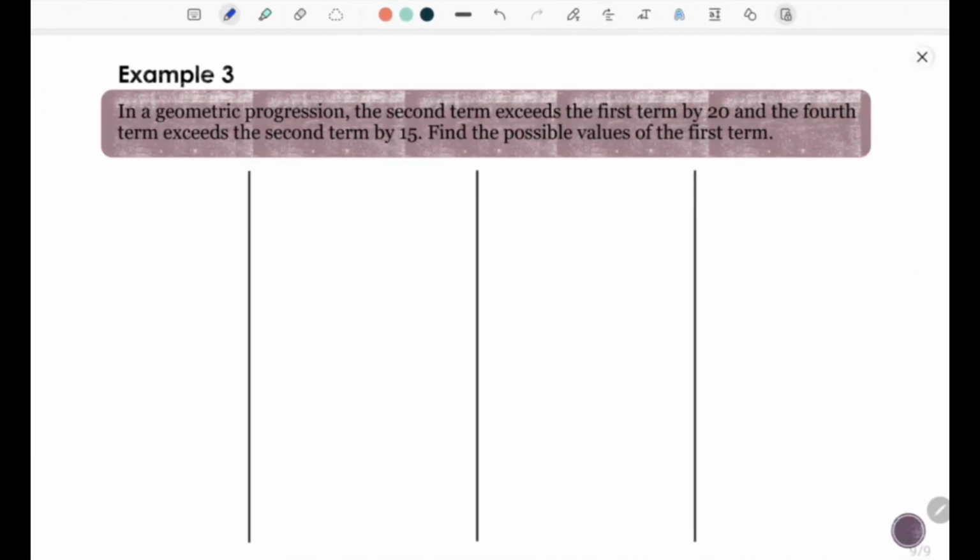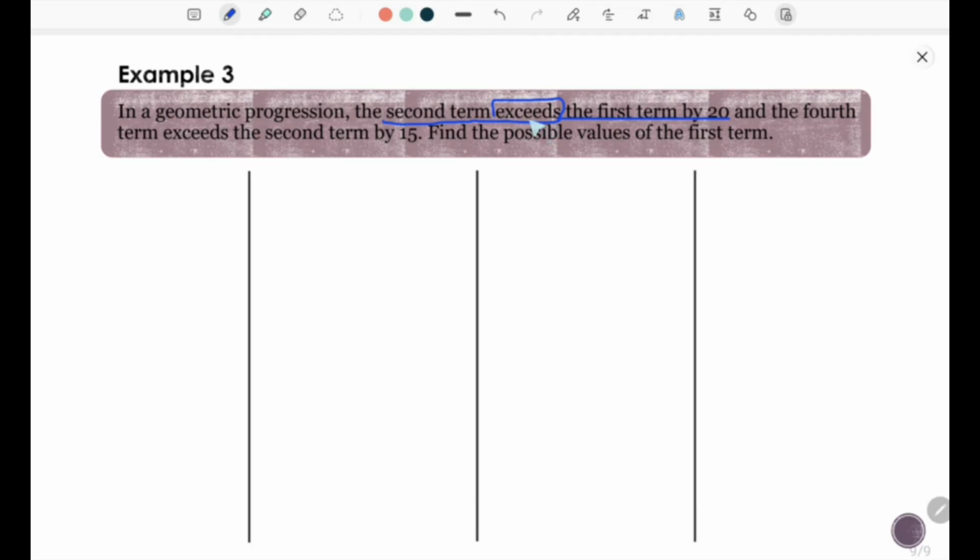Example 3. In a geometric progression, the second term exceeds the first term by 20 and the fourth term exceeds the second term by 15. Find the possible values of the first term. So, in this question, you are given two pieces of information. The first one is the second term exceeds the first term by 20.